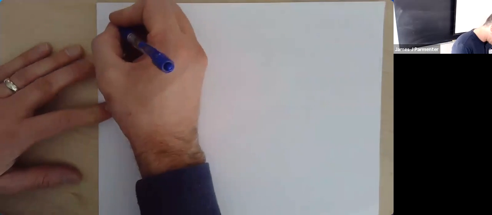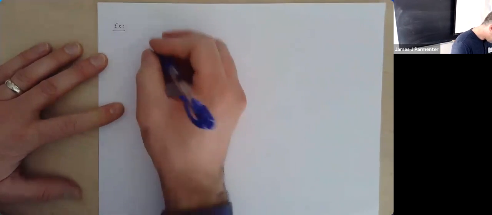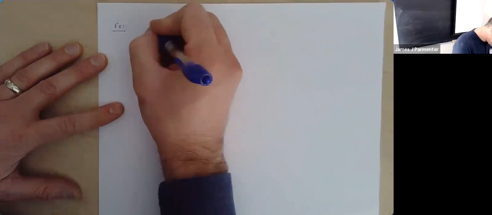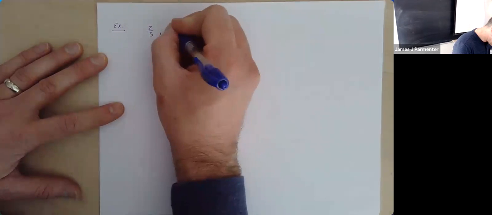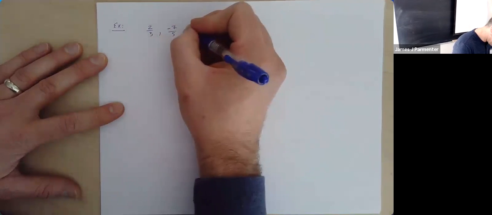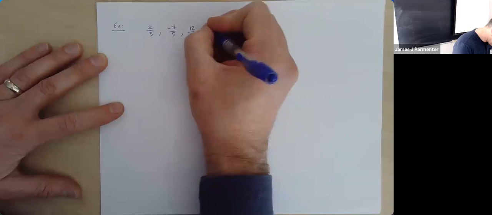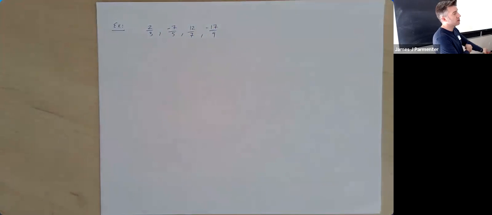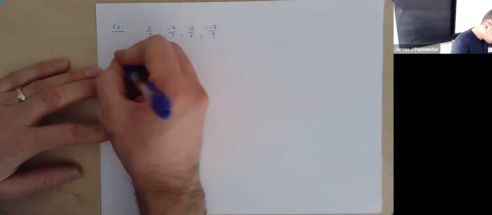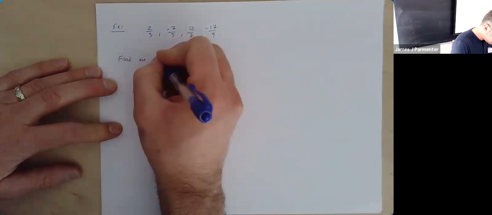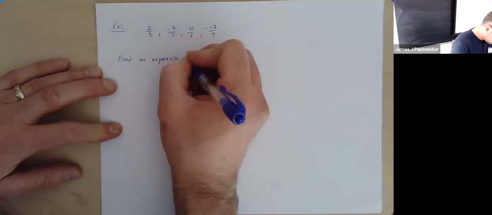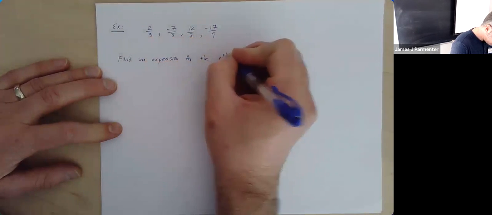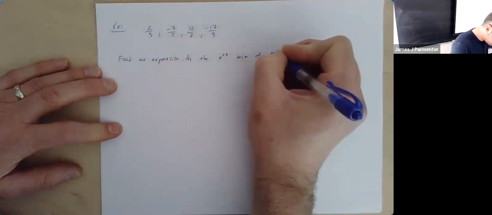So for example, someone might give you these first few terms. Let's say we have 2/3, -7/5, +12/7, -17/9. And I will say there's a few things to look for when you're looking to see what the pattern for a sequence would be. Or as you might phrase this, we want to find an expression for the nth term of the sequence.